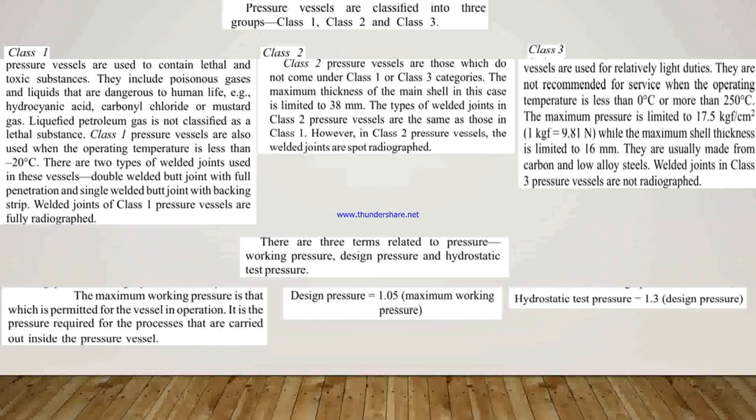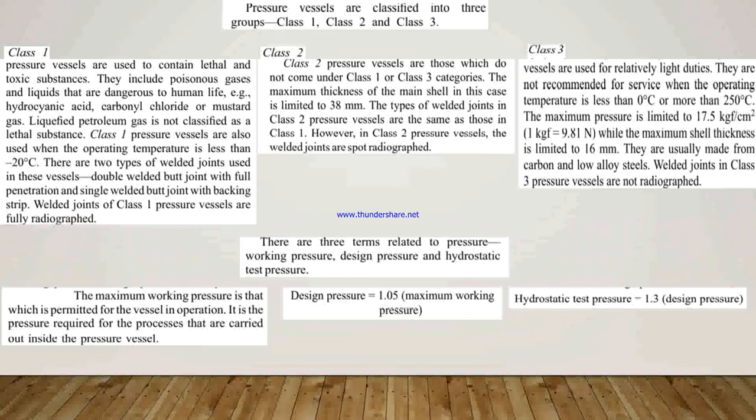Okay, these class 1 pressure vessels are also used when the operating temperature is less than 20 degrees. And two types of welded joints are used in this vessel, that is, double welded butt joints with full penetration and a single butt joint with packing strip.